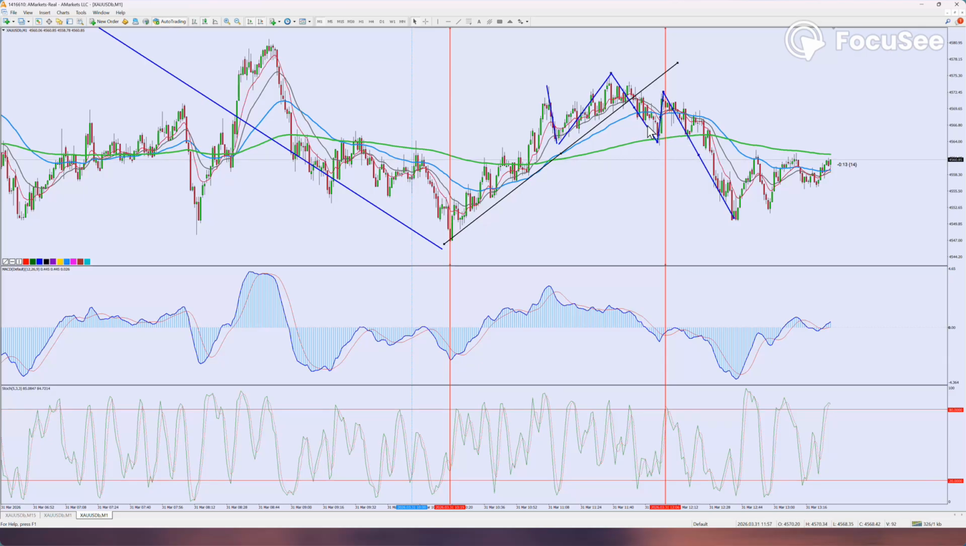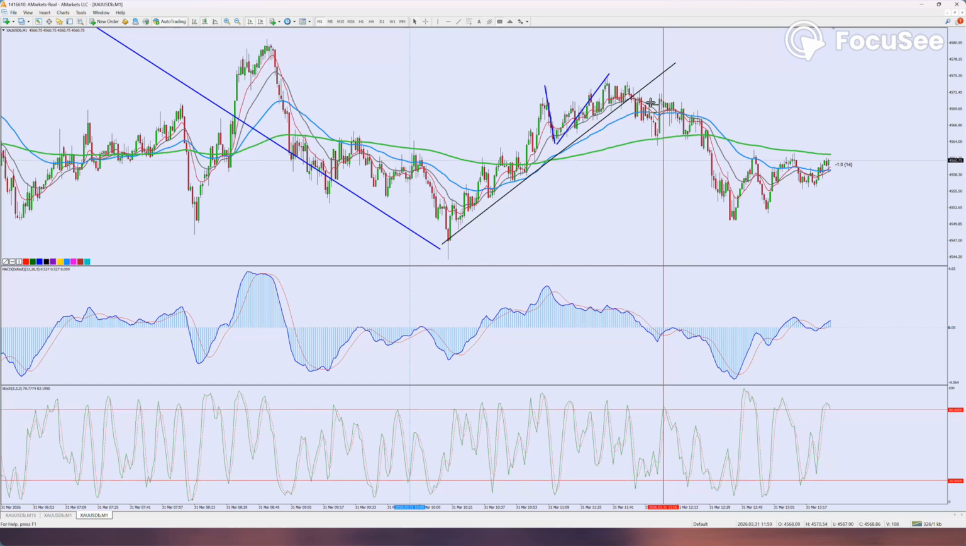Let me delete these lines so you can see. At this line, you can sell the market, almost here. Our moving average is crossed downward. Our MACD has crossed the zero line. Our stochastic came back up, is above 80, and then we sell the market.